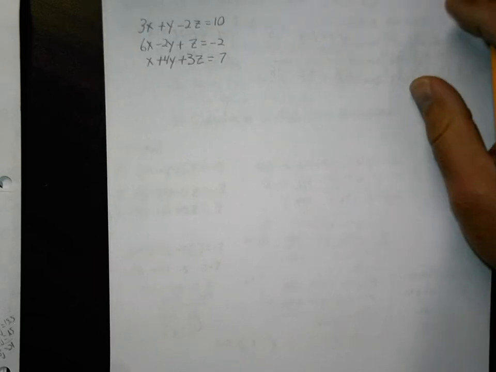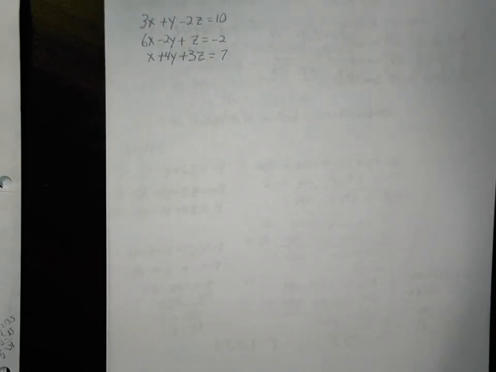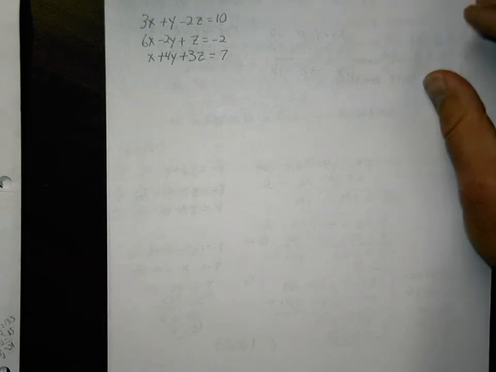This is the first video of 2 videos for section 3.4. In the next video, we'll look at a couple of special cases for systems of 3 equations and 3 unknowns.